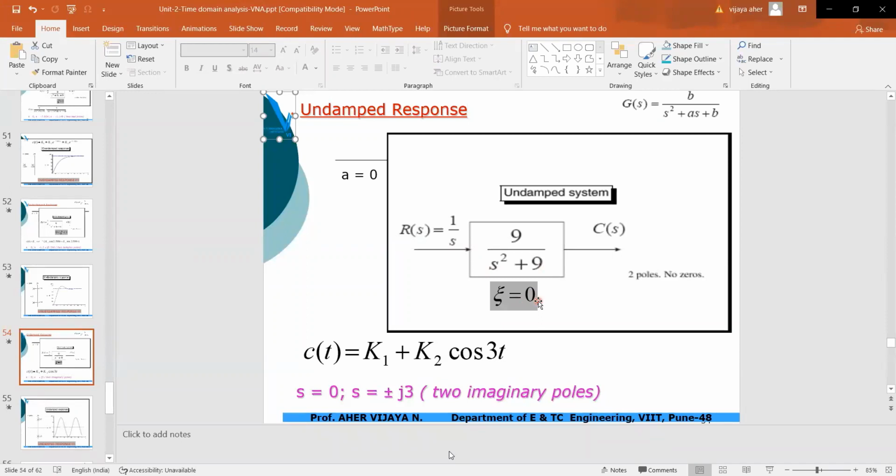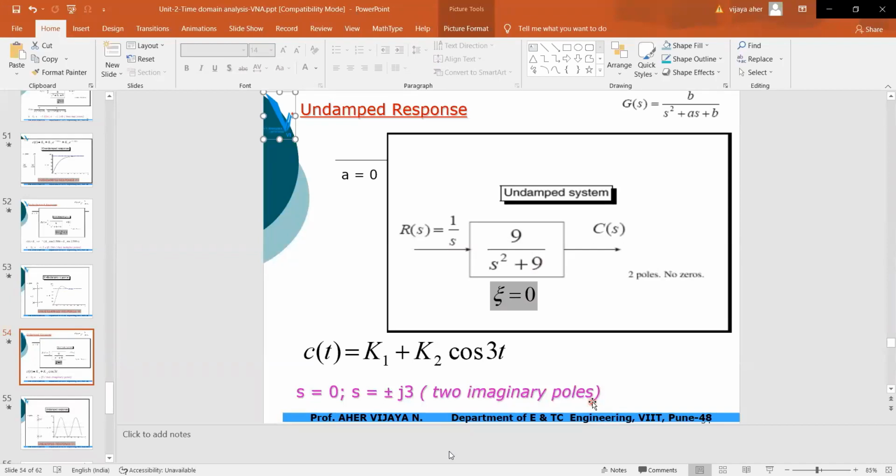You have to find out poles and you have to locate that poles on S plane. Okay, let's go. What do we have to do? We have to find the roots of this equation. You will get two values of S1 and S2. Okay, so what is that two value? S square plus 9 is equal to 0. S square is equal to minus 9, S is equal to plus minus j3. Exactly right. So first pole at S is equal to 0. Right? S is equal to 0. Second, S1, S2 is equal to plus minus j3. So you are having two imaginary poles.